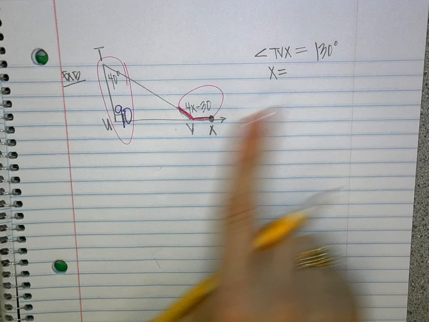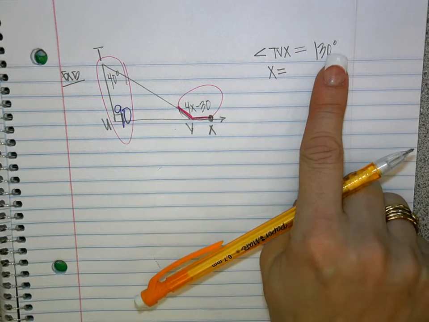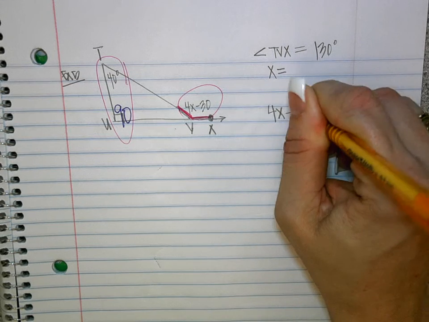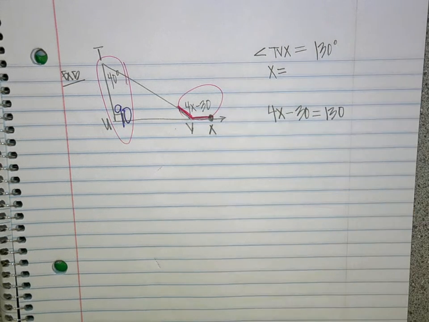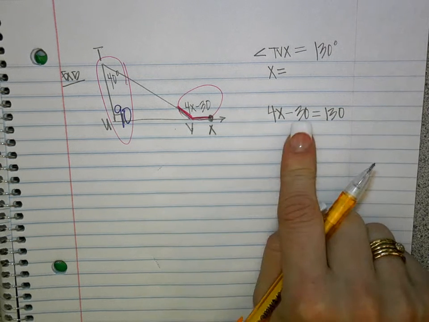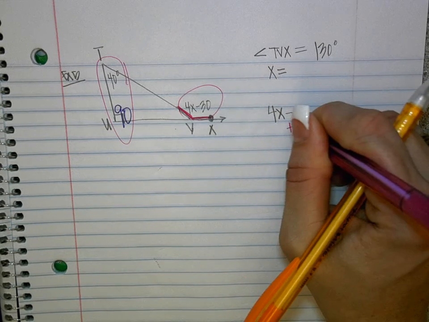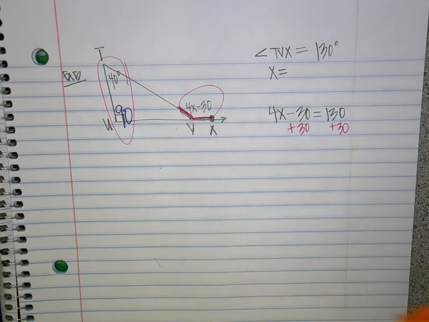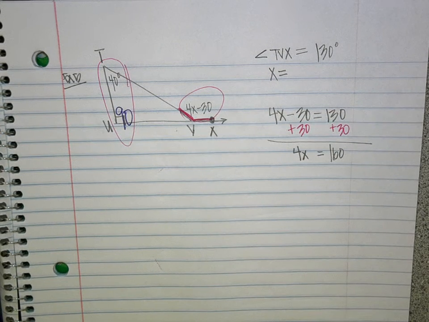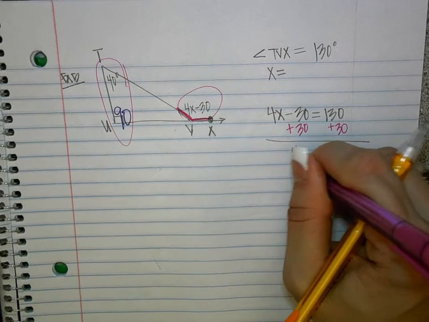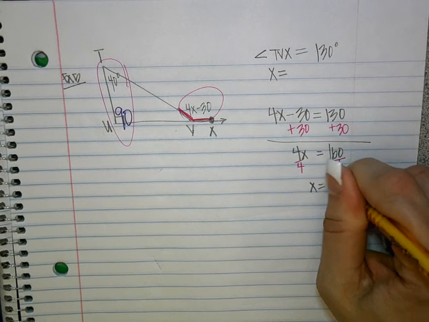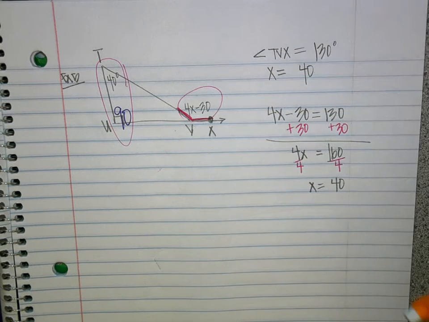Now, I want to actually solve for x. I know 130 is equal to 4x minus 30, so we're going to set that up as an equation. 4x minus 30 equals 130. How do I move the 30? Add the 30 to both sides. If we add 30, we get 4x equals 160. Then divide both sides by 4. 160 divided by 4 gives us x equals 40. Perfect. So your x is equal to 40, and that's your answer.